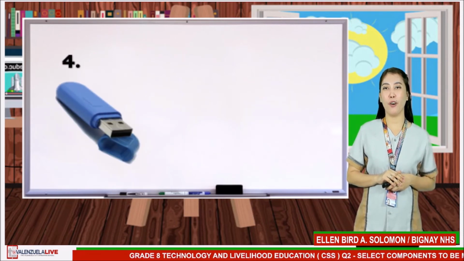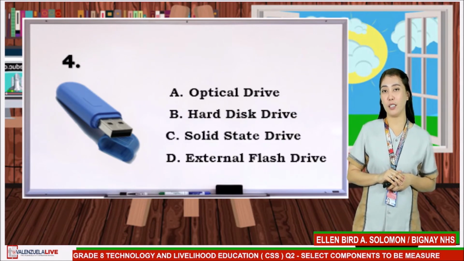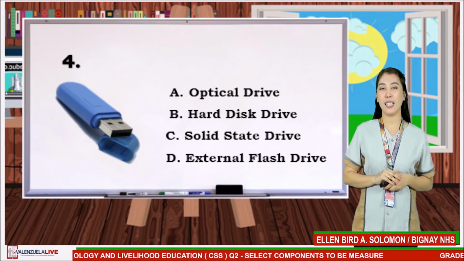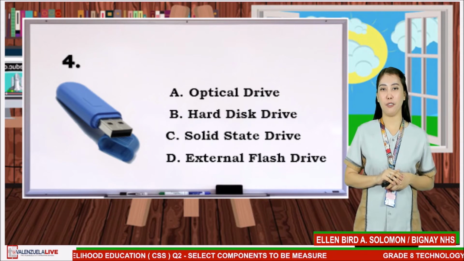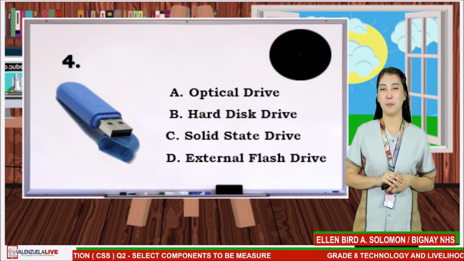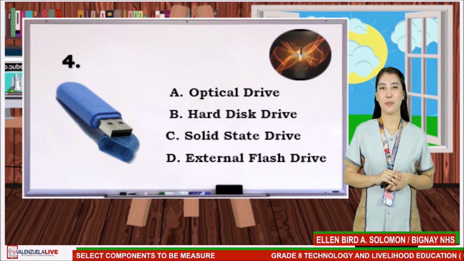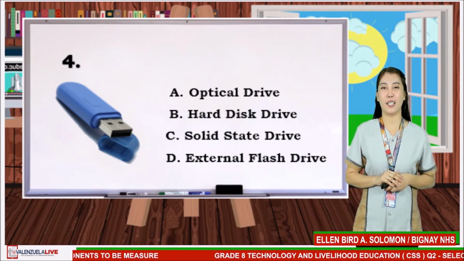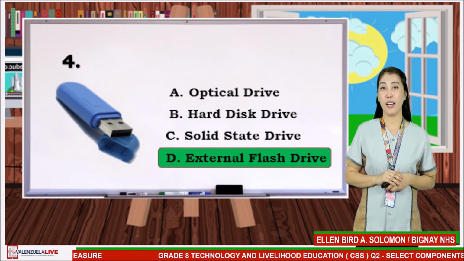For number 4, is the given letter A, optical drive, B, hard disk drive, C, solid state drive, or letter D, external flash drive? Your 5 seconds start now. Time is over. The correct answer is letter D, external flash drive. Nice one.